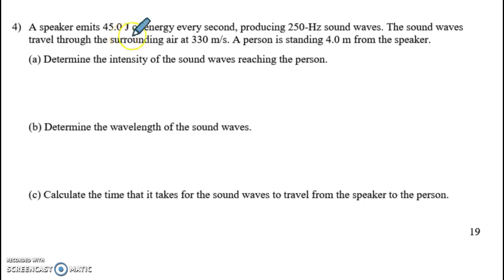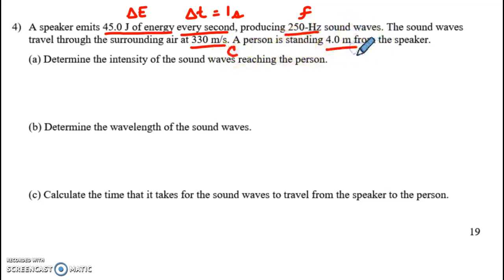A speaker emits 45 joules of energy. That's the energy emitted every second, so that's the delta E when the time is 1 second, producing 250 hertz sound waves. That's hertz, so it's frequency. The sound waves travel through the air at 330. That's the speed of sound, the speed of the wave, so I'll use c here instead of v.